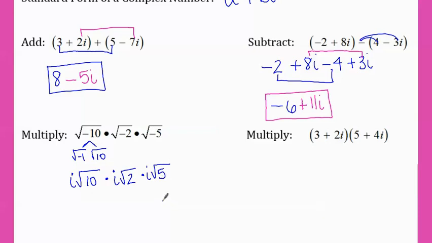So now we're going to multiply the three things outside of our radical, so i times i times i, which will be i cubed, and then the square root. We're going to multiply our three things under the radical, 10 times 2 times 5, which is 100. Earlier we said i cubed will simplify to negative i. The square root of 100 is 10. So we have negative i times 10, which is negative 10i.